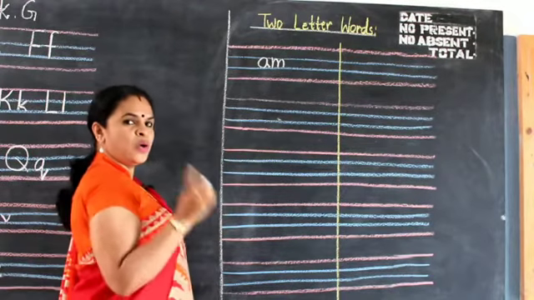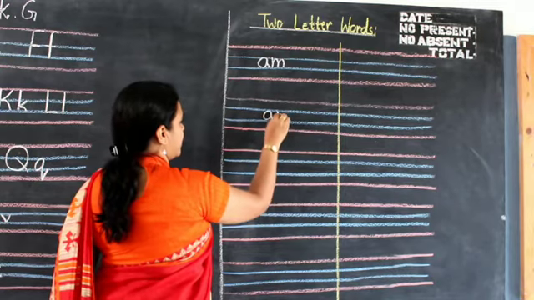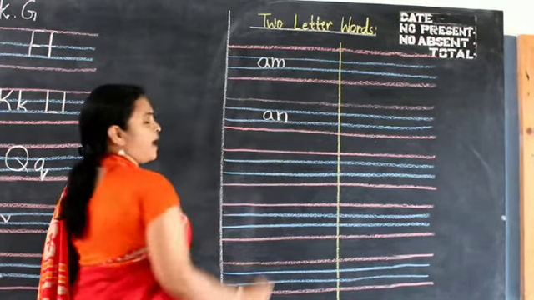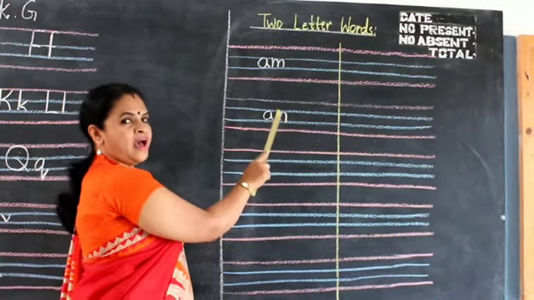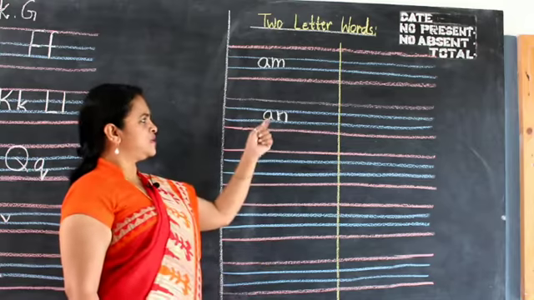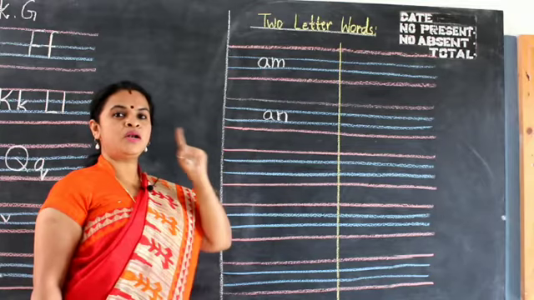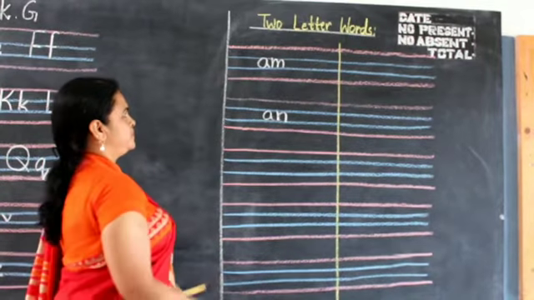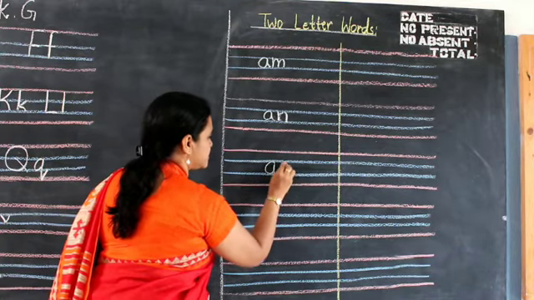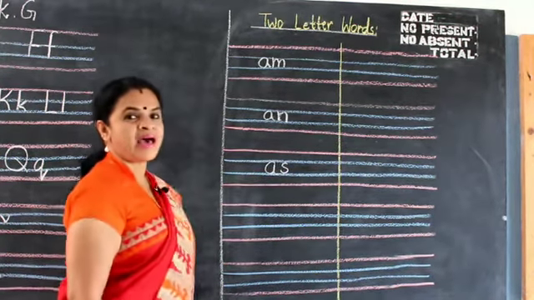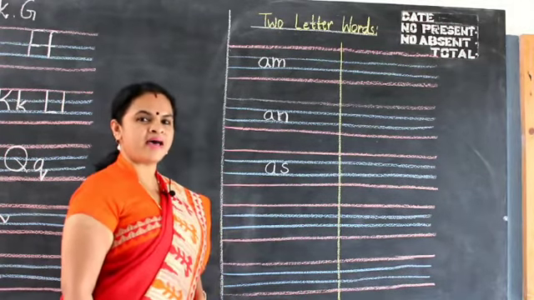Again, we are going to write one more word. A, N, an. Again, we have done two letters, but it is one word. A, S, as.